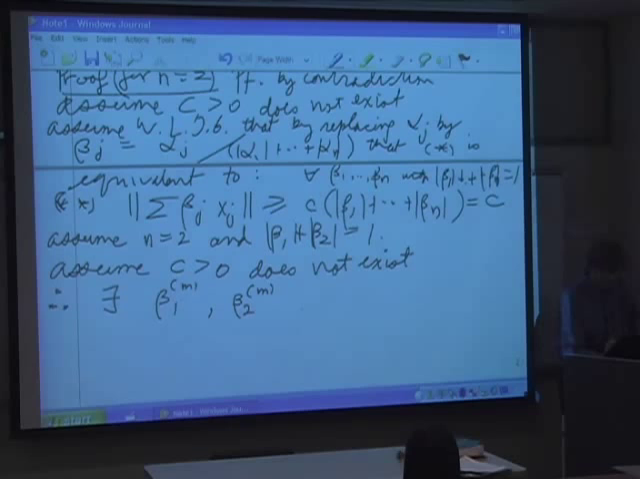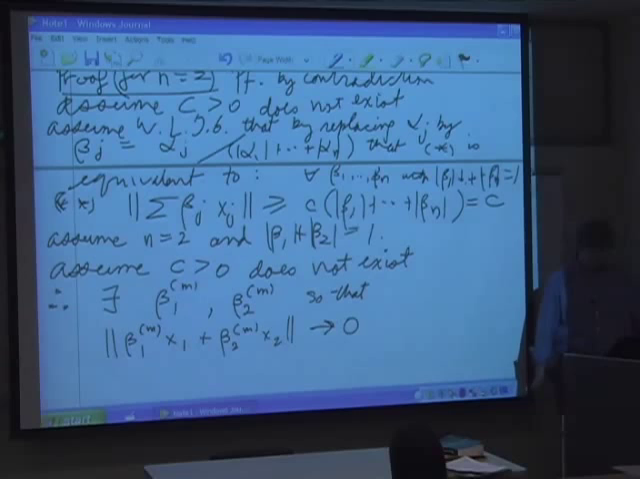Okay, so that the norm of beta 1 super m x1 plus beta 2 super m x2 is going to 0. In other words, I can get the norm of the linear combination as small as I want. Okay. So there's no C that lies below any norm of a linear combination. Okay. Now, how can that be a contradiction?